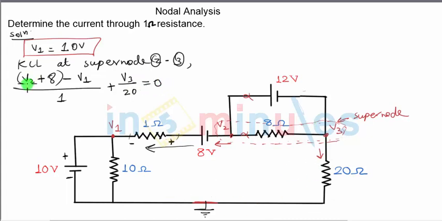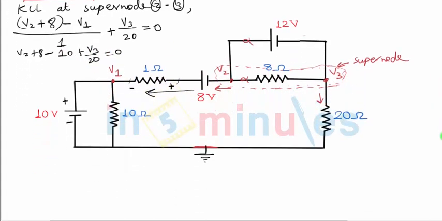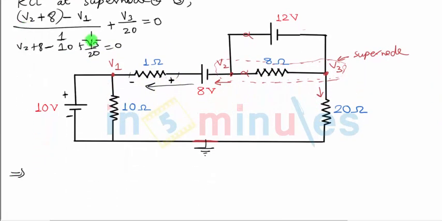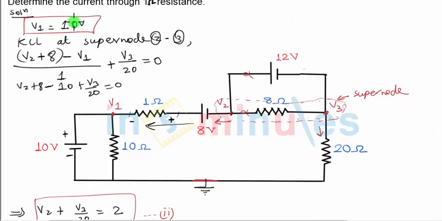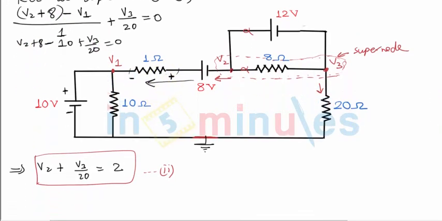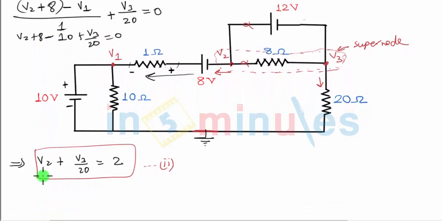Now this will give me V2 plus 8 minus V1 upon 1 plus V3 by 20 equal to 0, and hence this becomes one equation. If I simplify this in the form of V2 and V3, it is V2 plus V3 upon 20 is equal to 8 minus 10, which is minus 2, goes on the other side, will be plus 2. So that's my equation number 2. Equation 1 is directly the value of V1 that we substituted here, so we got an equation in the form of V2 and V3.